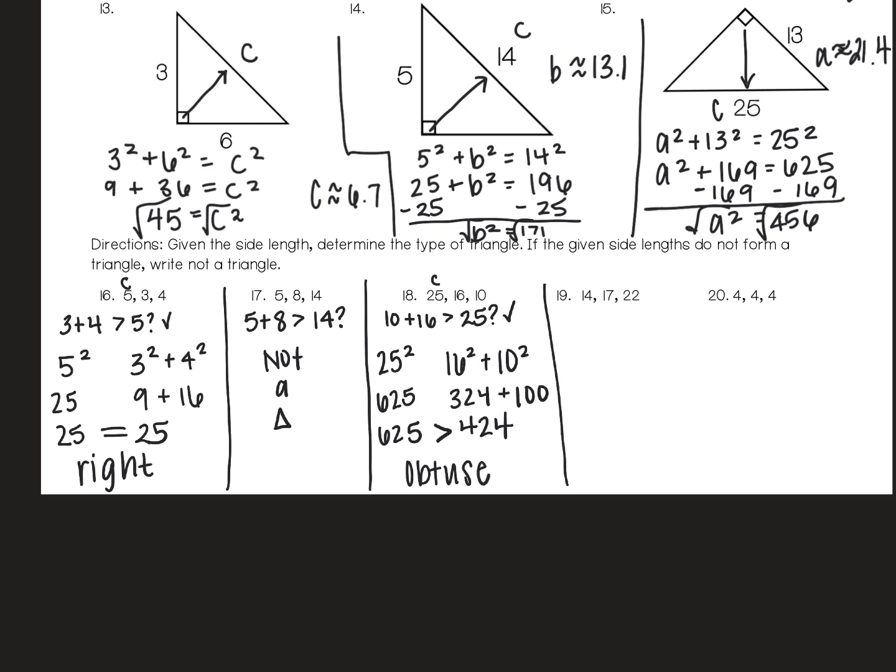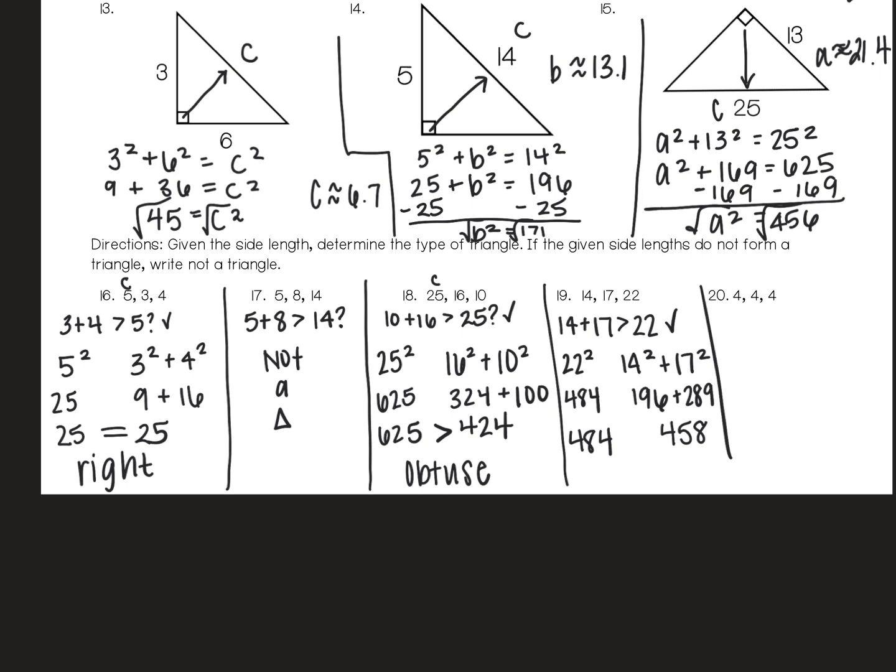Repeat the process again. So the two smaller sides added together. Is it truly greater than the third? Yes, so that makes it a triangle. Take c squared, which is the biggest, add a squared and b squared together. 22 squared is 484. 14 squared is 196. 17 squared is 289. Add those two together, so 196 plus 289 is 458. 484 is greater than 458, so this is obtuse.